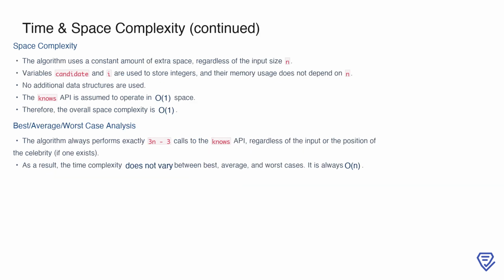The space complexity of the algorithm is straightforward. It uses a constant amount of extra space, as we only require a few integer variables like candidate and i. These variables do not scale with the input size n. Additionally, we do not use any extra data structures, and the knows API operates in O(1) space. Thus, the overall space complexity of the solution is O(1). When analyzing the best, average, and worst cases, we find that the algorithm always performs exactly 3(n-1) calls to the knows API, regardless of the input or the position of the celebrity. This consistency means that the time complexity remains O(n) across all cases, without variation.